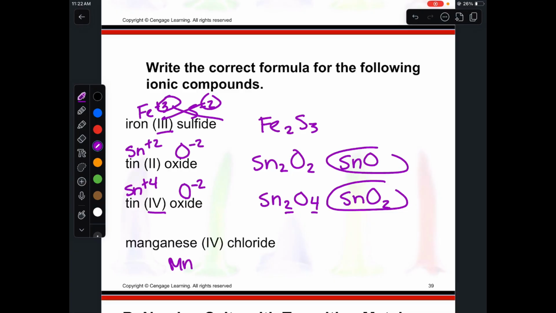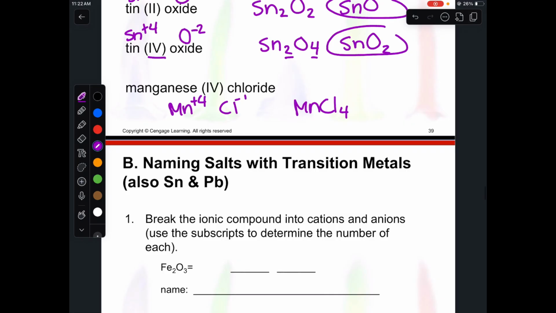And then we have manganese. Please don't get that confused with magnesium, with a +4 and a chlorine. And so that is a -1, MnCl4. Okay?